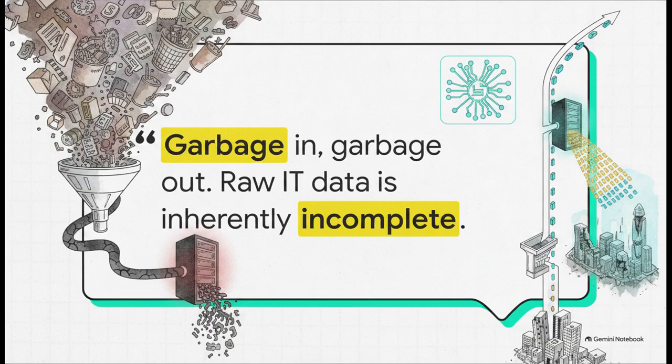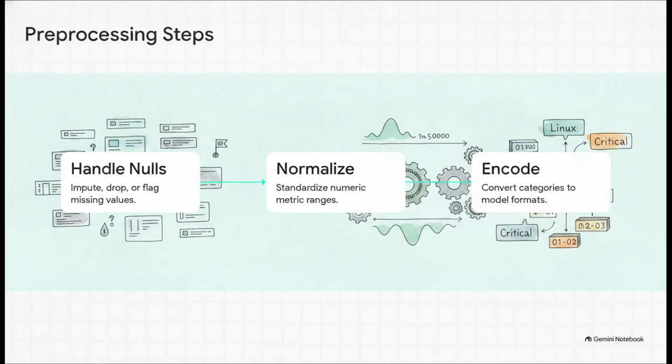Raw IT data is inherently noisy, it's frequently inconsistent, and it's almost always incomplete. If you fail to clean it, your model isn't just going to crash. No, it's actually worse. It will fail silently in production, confidently giving you terrible predictions that could take down your entire infrastructure. So, how do we actually clean it?